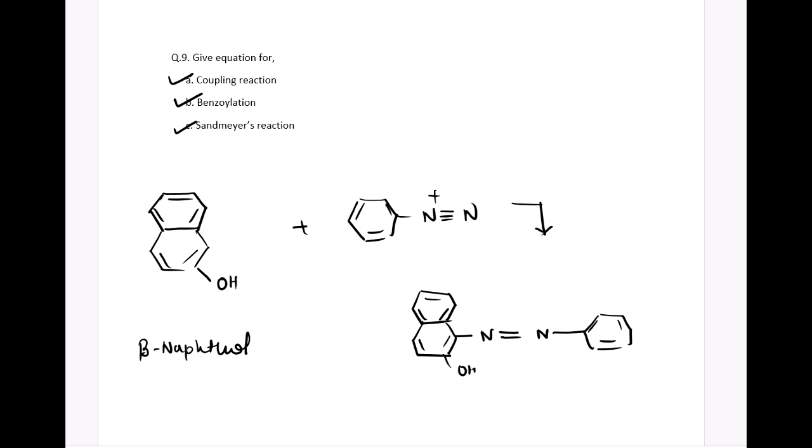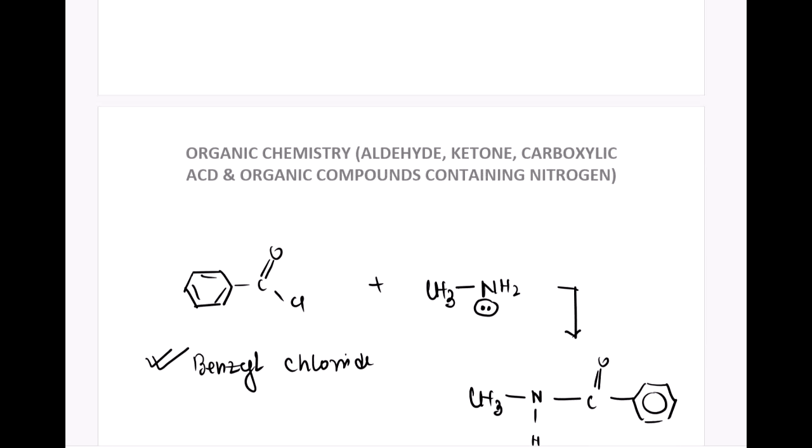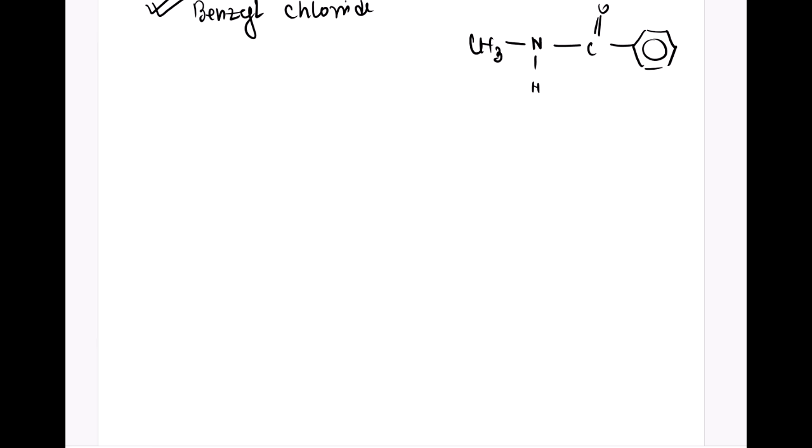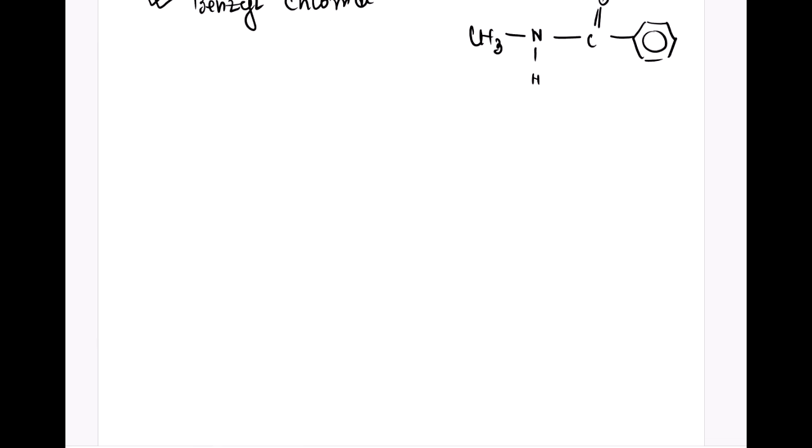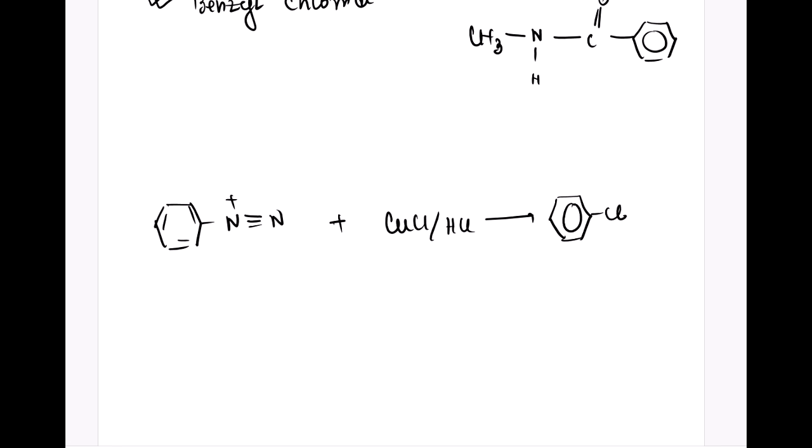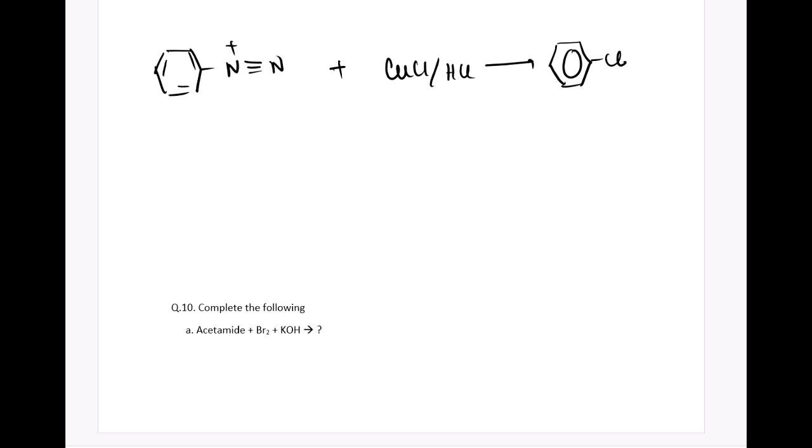Sandmeyer's reaction: once we have the diazonium salt, from the diazonium salt we can go to various compounds, such as chlorobenzene, iodobenzene, bromobenzene, and we can achieve that through the Sandmeyer reaction. So first we have the diazonium salt as the initial reactant. Then we add, suppose, CuCl, HCl for the Sandmeyer reaction, and we will get chlorobenzene. Next, complete the following reaction.